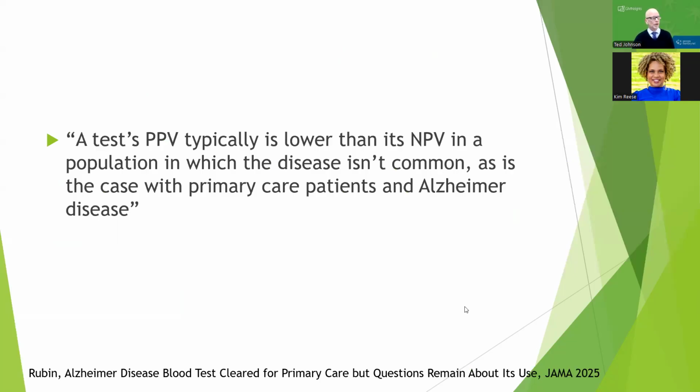In general, a test's positive predictive value is typically lower than its negative predictive value in a population where the disease isn't as common, such as primary care patients, and when you're testing in a sample that doesn't have a memory concern.